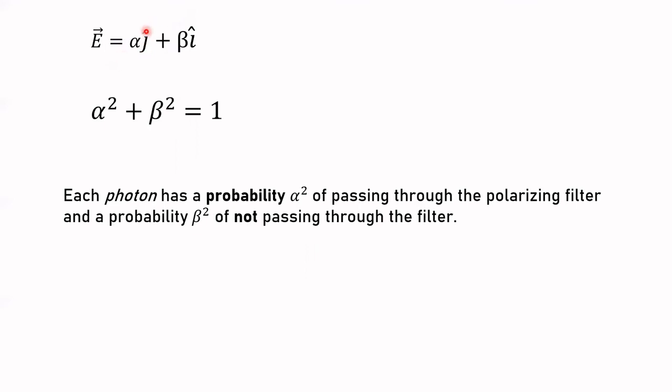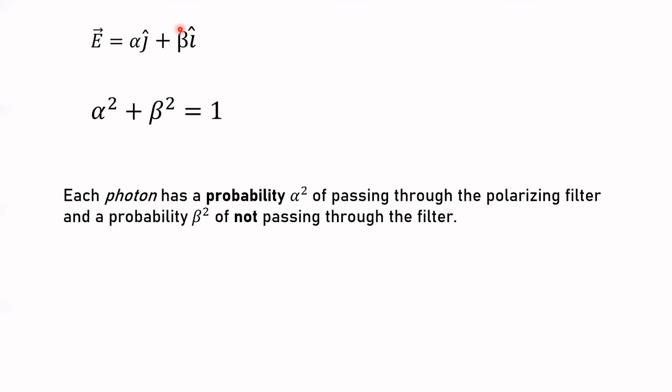If this was gone, so if alpha was 0 and you were in this pure state, I hat, well, that would be a polarization direction perpendicular to the filter. They're crossed. None of the photons will make it through. There's a 100% chance that they won't make it through.